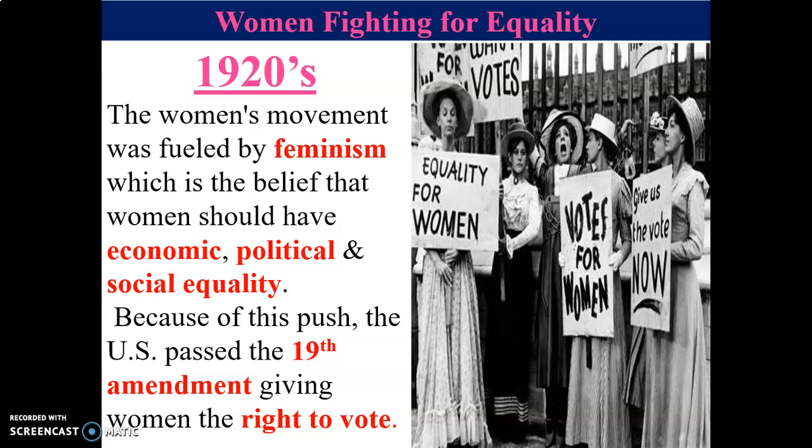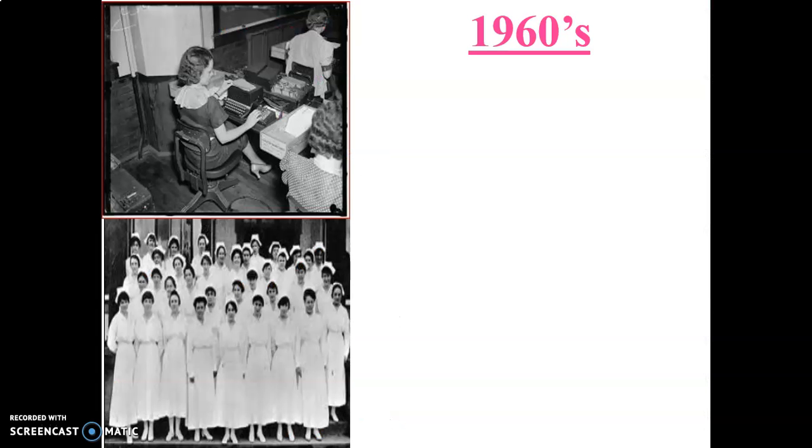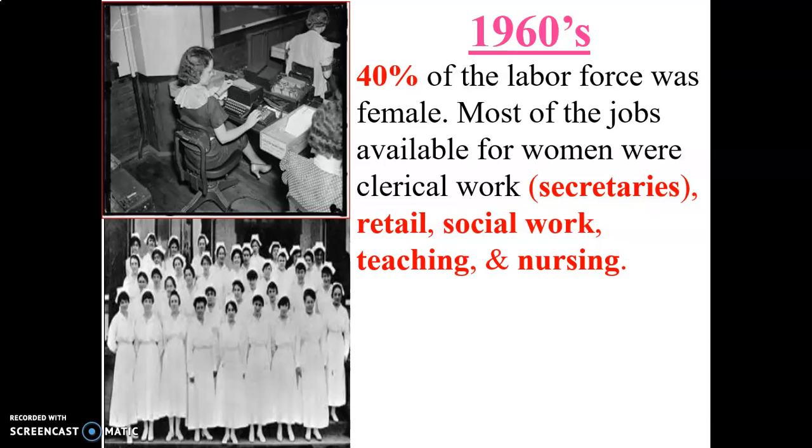Because of this belief of feminism, there was a push in the 1920s that caused the passage of the 19th Amendment in the U.S. Constitution, and the government gave women the right to vote. Fast forward a couple of years, 1960s. Now that women had the right to vote and had more freedom and liberties, by the 1960s, 40% of the labor force was female. By the 1960s, 40% of the people working were women.